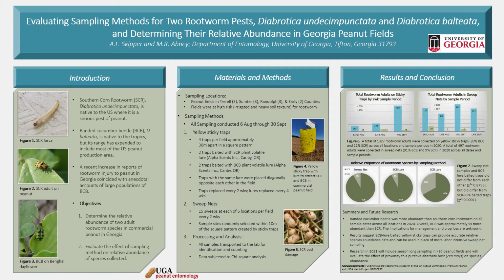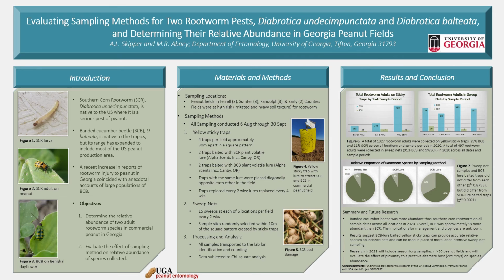From these results, I am able to conclude that the banded cucumber beetle was more abundant than the Southern Corn Rootworm across all sample dates and locations in 2020. The banded cucumber beetle was approximately 9 times more abundant than Southern Corn Rootworm overall. More research will have to be done on how to best implement this data for integrated pest management practices for peanut.